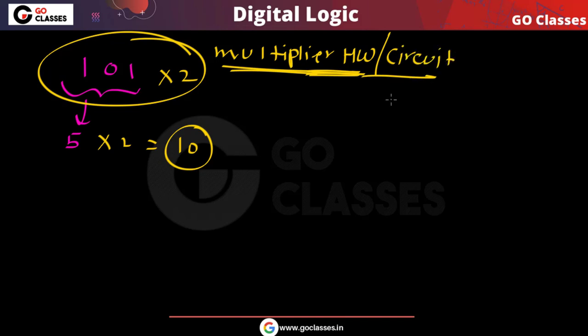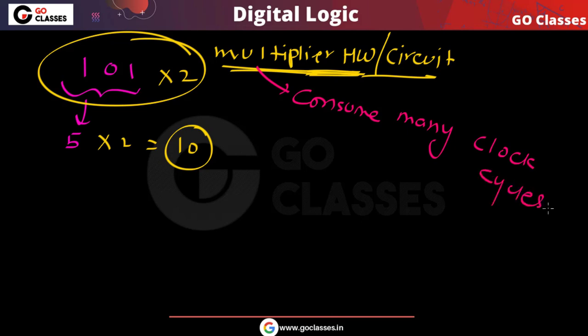But instead of this circuit, this multiplier will take many cycles. First of all, this will take many clock cycles. It will take some time. Basically this multiplier will consume many clock cycles. Now I want to multiply this data with 2.